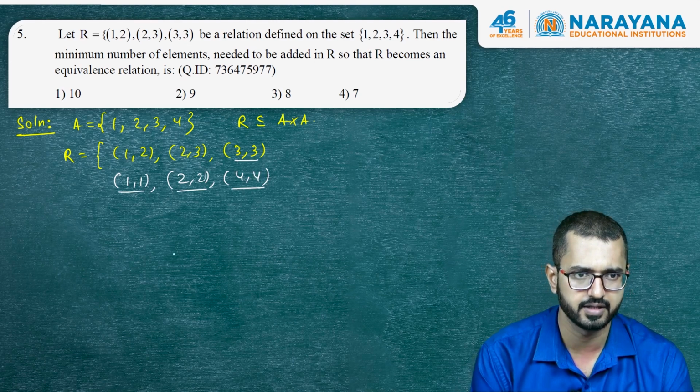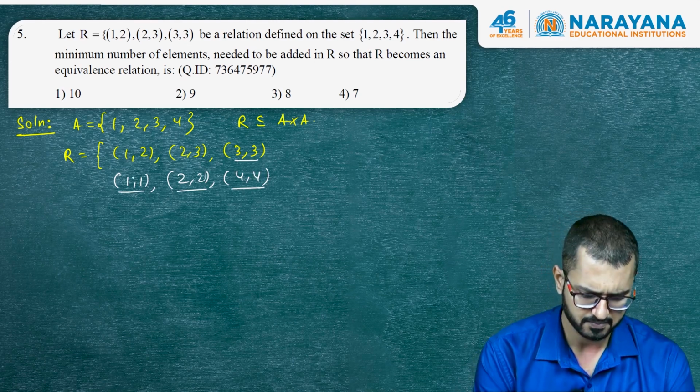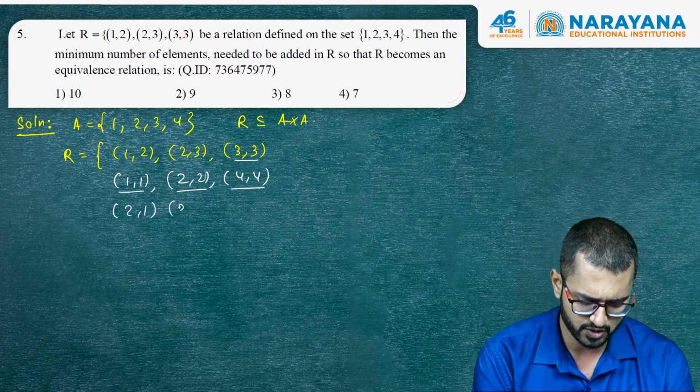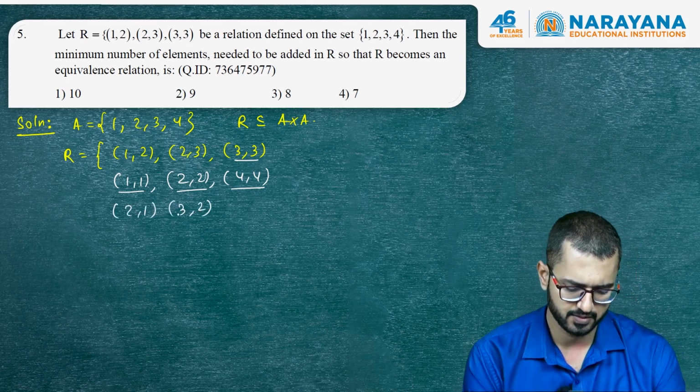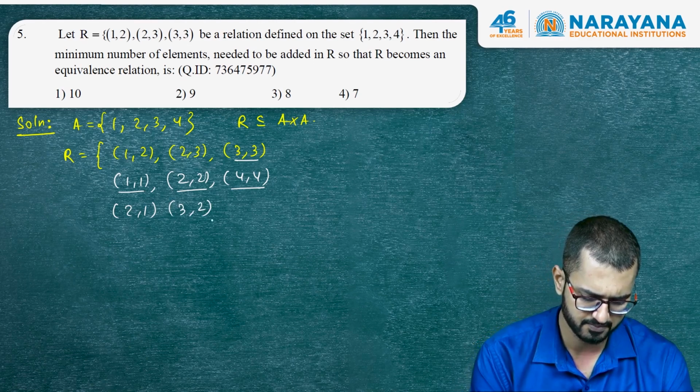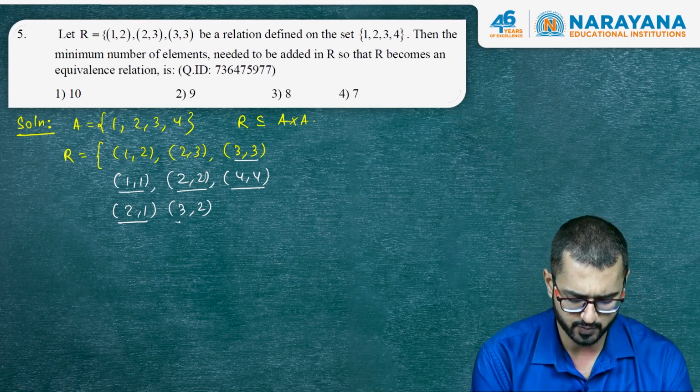Now we need to make it symmetric. So for symmetric, we have (1, 2) given. That means I need to add (2, 1), and (2, 3) is given. So I need to add (3, 2) as well. So you can see now this becomes symmetric. So yes, all are there now. Now we have to balance the transitive case.